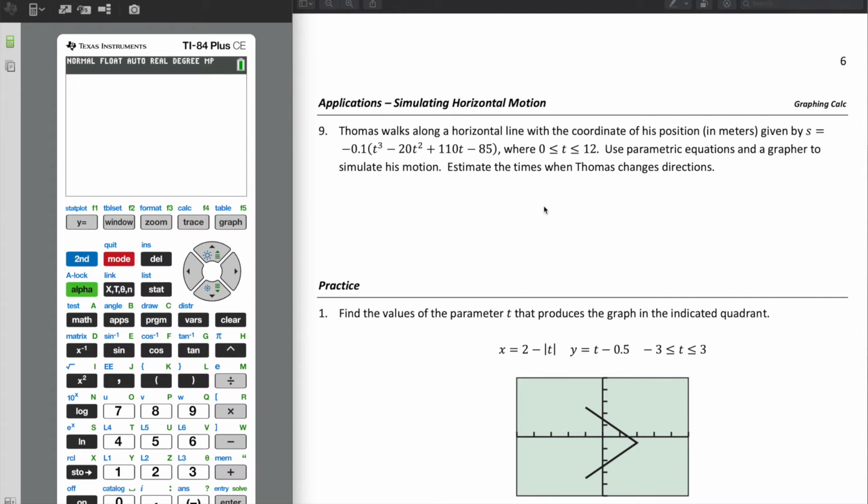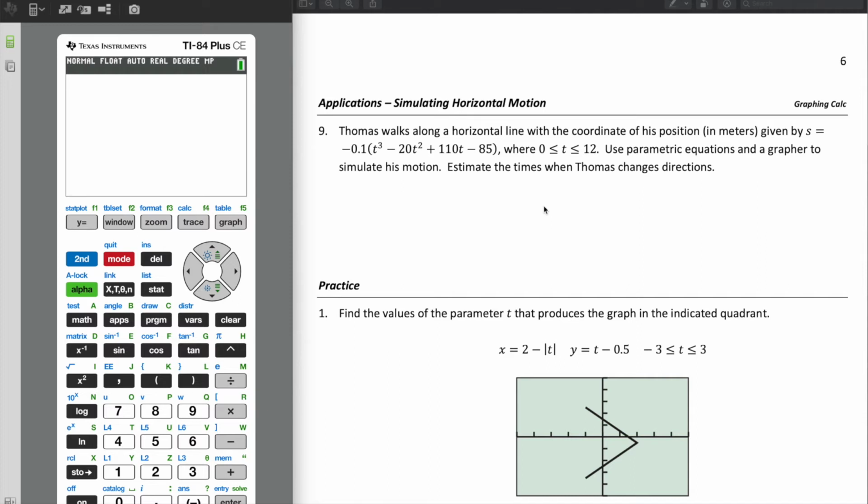For this last one, we have someone walking along a horizontal line with the coordinates of their position in meters given by this equation, s equals point blah blah blah. And we're just paying attention to this for the first 12 time units, and I'm just going to use seconds to make our lives easy here.